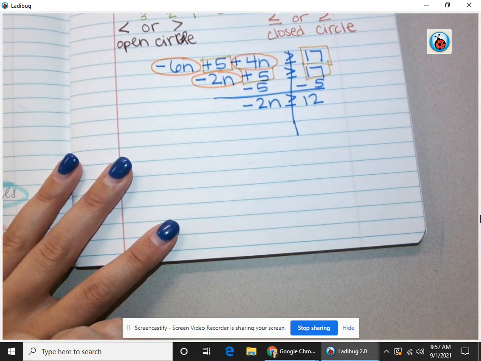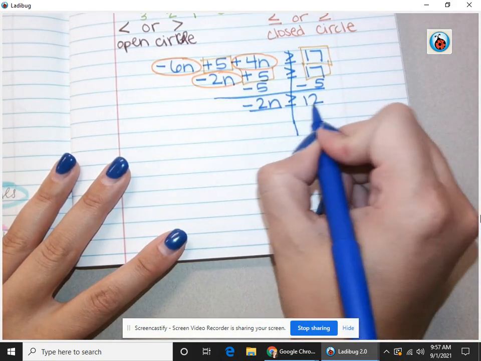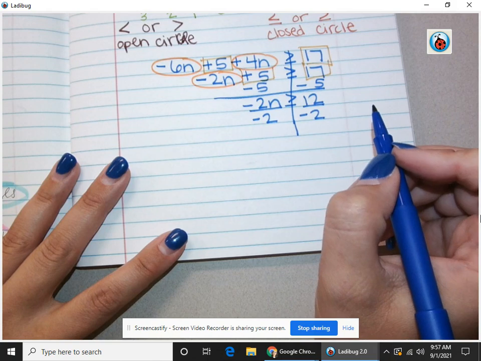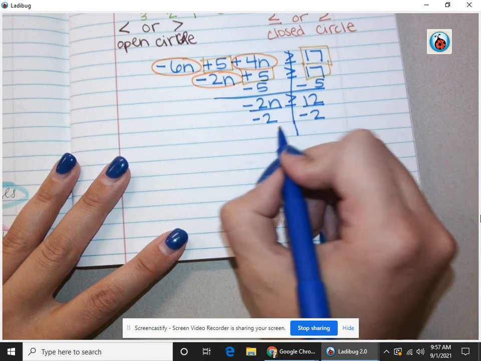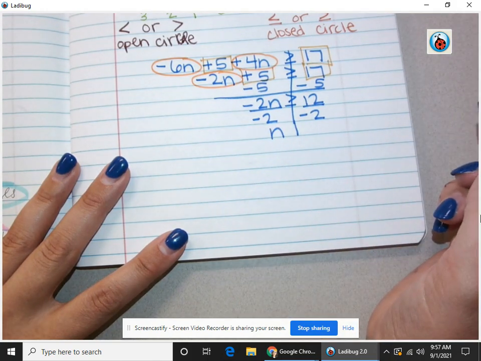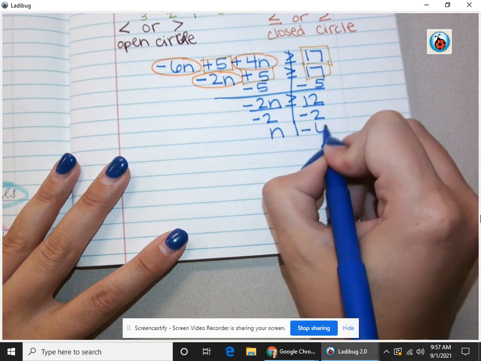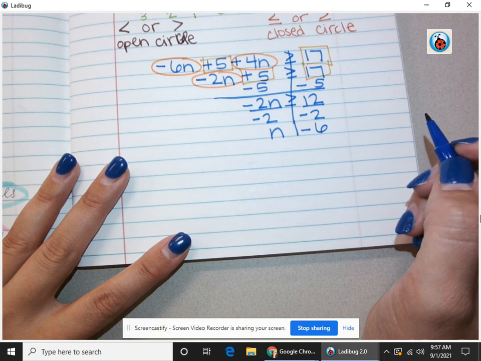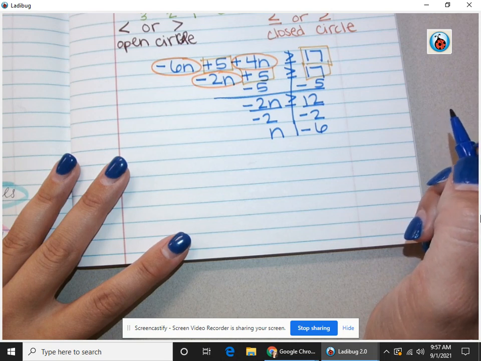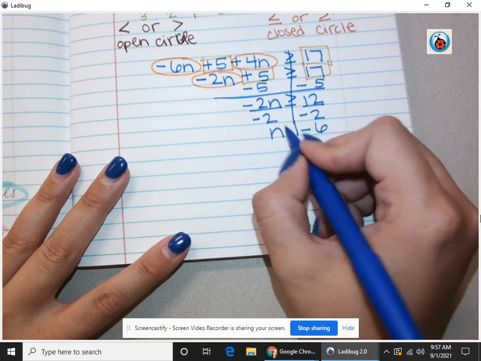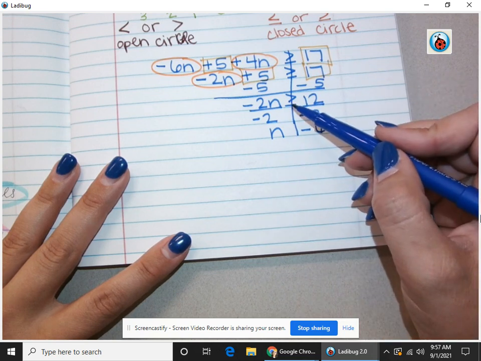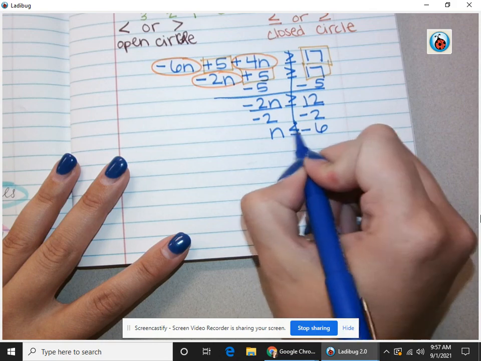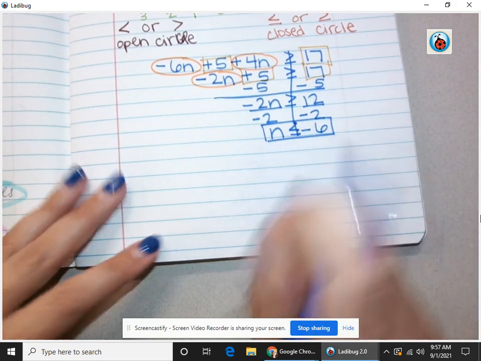Then what do I do? Divide by negative 2. So I get n is greater than or equal to negative 6, or less than or equal to? Less than or equal. Okay, but that's a greater than or equal to sign. Yeah, but you flip it because it's negative. You flip it because you divided by a negative.